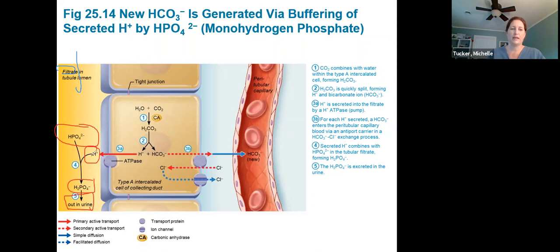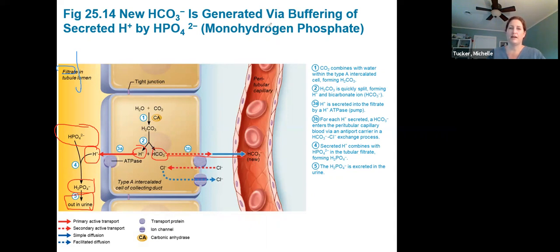So we get one hydrogen that is truly secreted. While we do that, we also get a new bicarbonate. Both carbon dioxide and water are going to be able to diffuse at will. With carbonic anhydrase, it creates carbonic acid, which then dissociates into hydrogen and bicarbonate. The hydrogen is going to be actively secreted. The bicarbonate is going to be a new bicarbonate placed into the extracellular fluid.